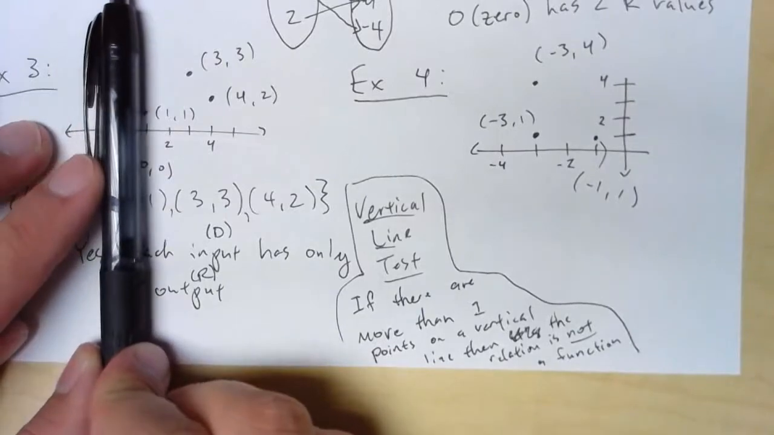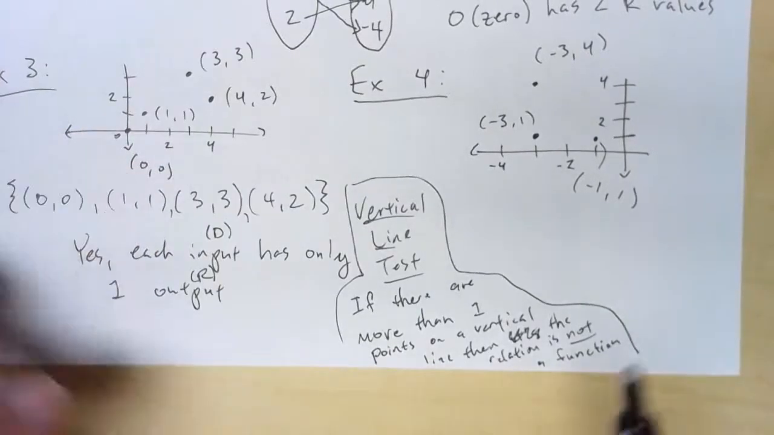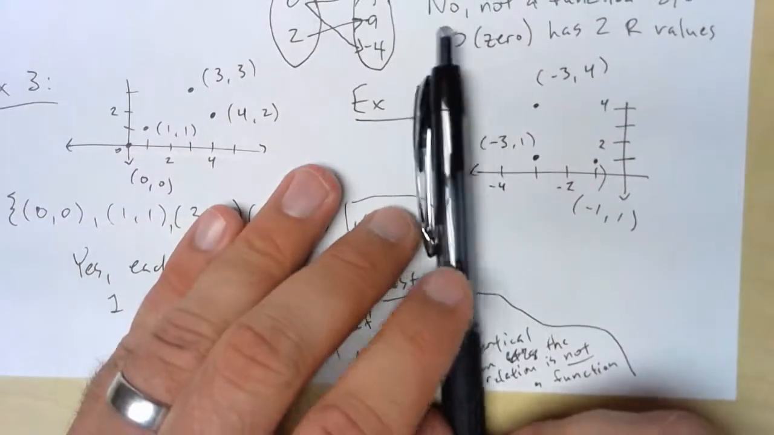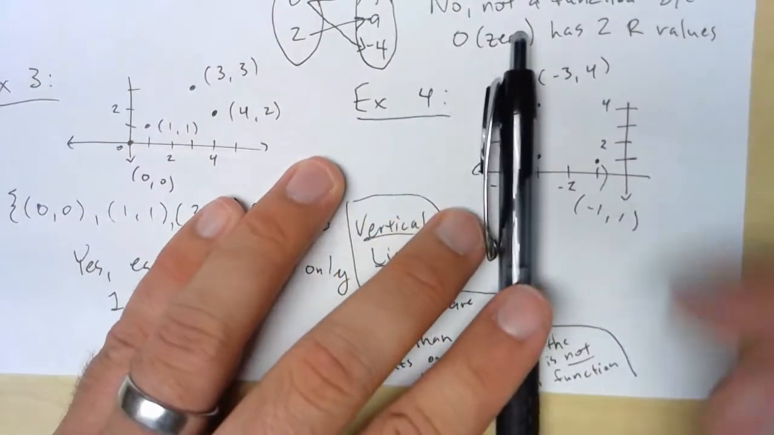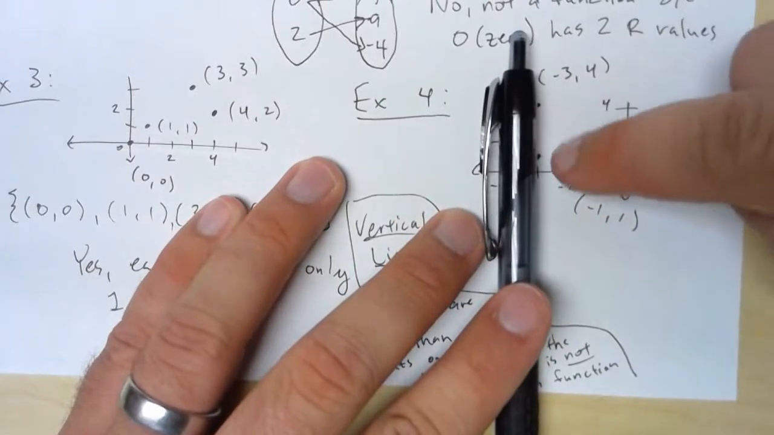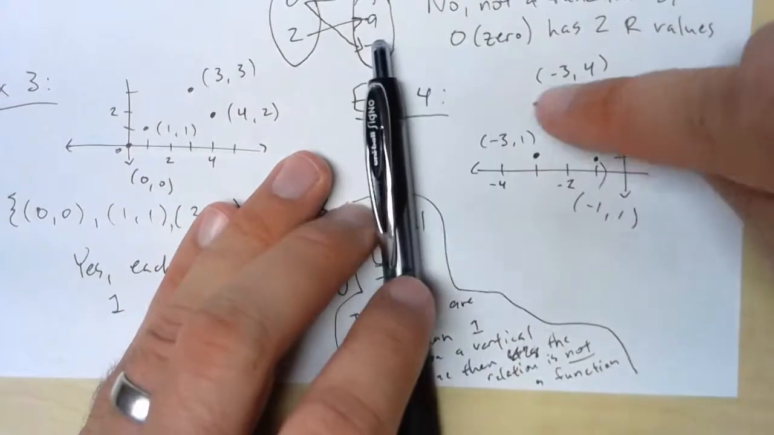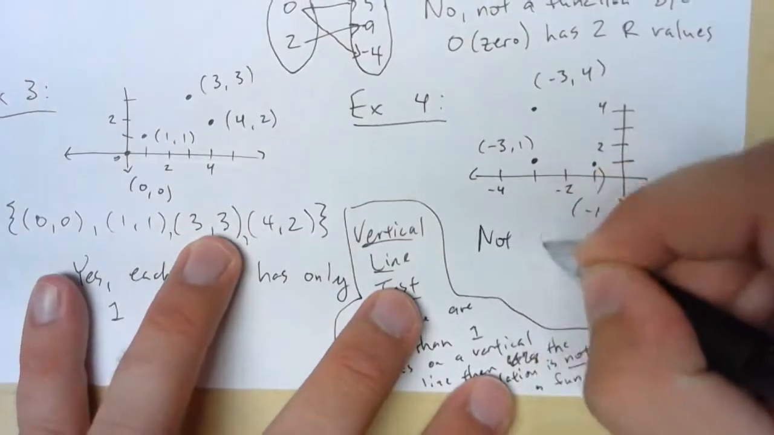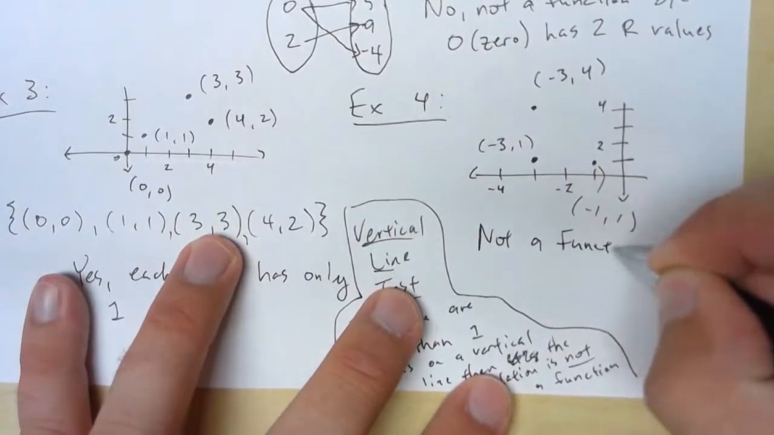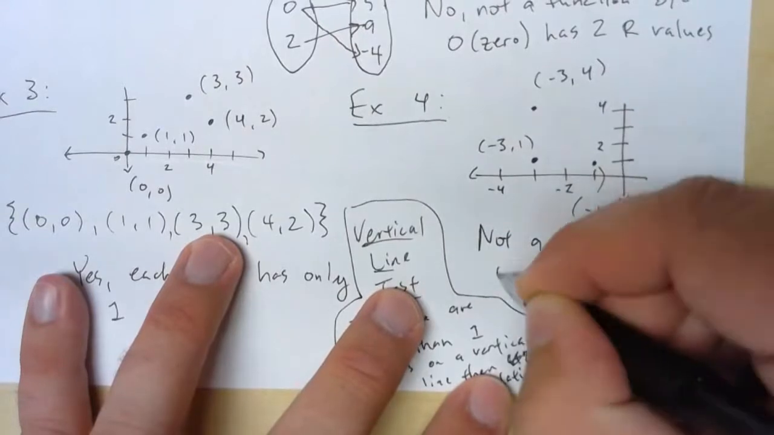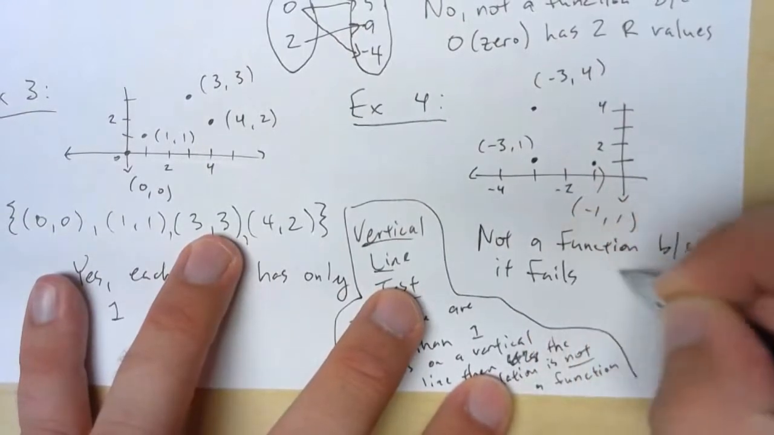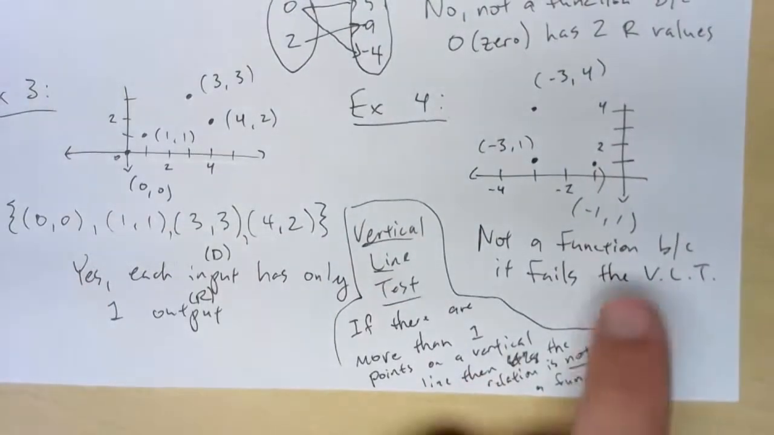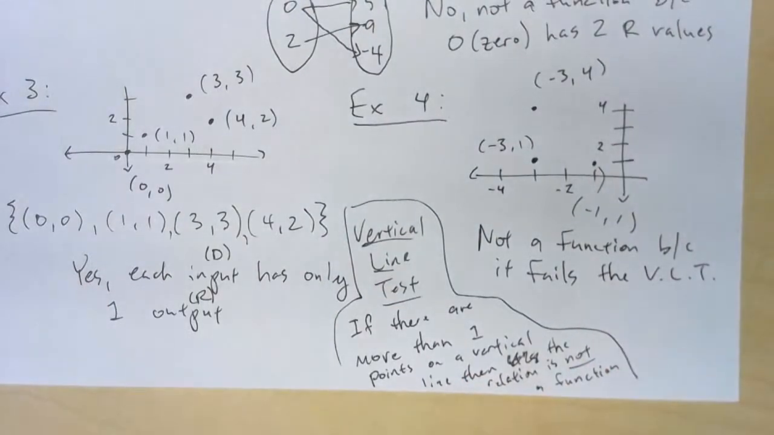So only 1 point, 1 point, 1 point, 1 point, we're good. So let's use the vertical line test on number 4. We're going to go across. It looks like we have a problem here. Negative 3 has 2 outputs. It looks like 1 and it's got 4. So we can say, no, this is not a function because it fails the vertical line test. And make sure that you can write that out and explain that if you need to.